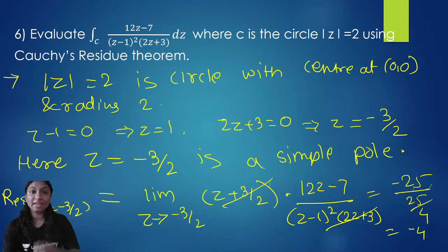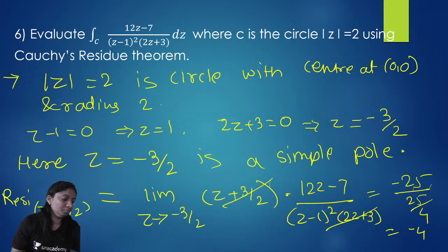Exactly in a similar way we will calculate the residue at the pole of order 2. So here z is equal to 1 is a pole of order 2, and we'll calculate it.